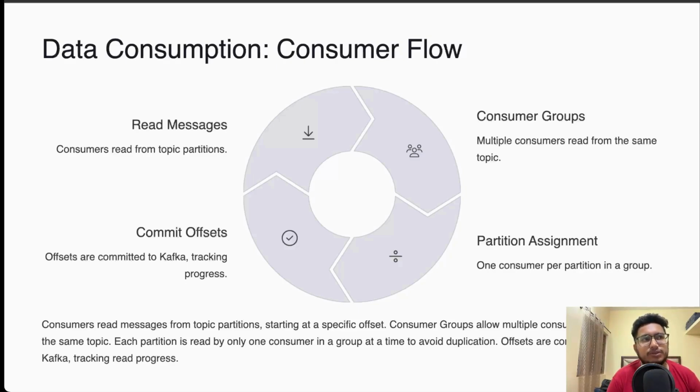And suppose one consumer is dead, so we have 3 consumers; 3 consumers can read from the 4 partitions. That can happen. But what cannot happen is that more than one consumer reads from one particular partition, to avoid data duplication.